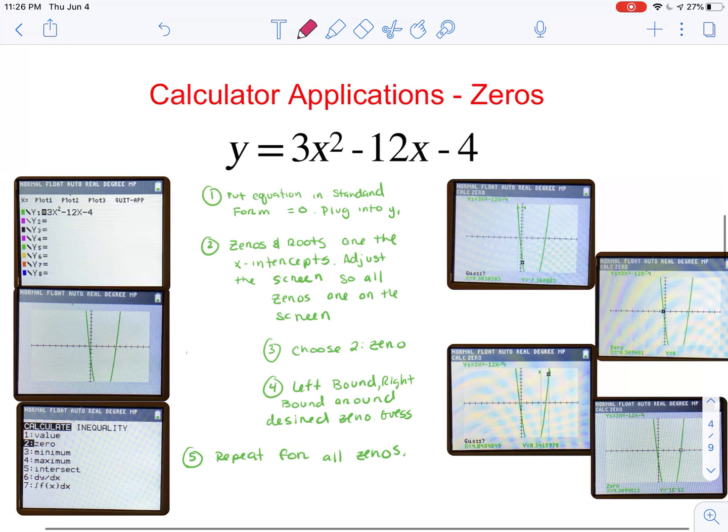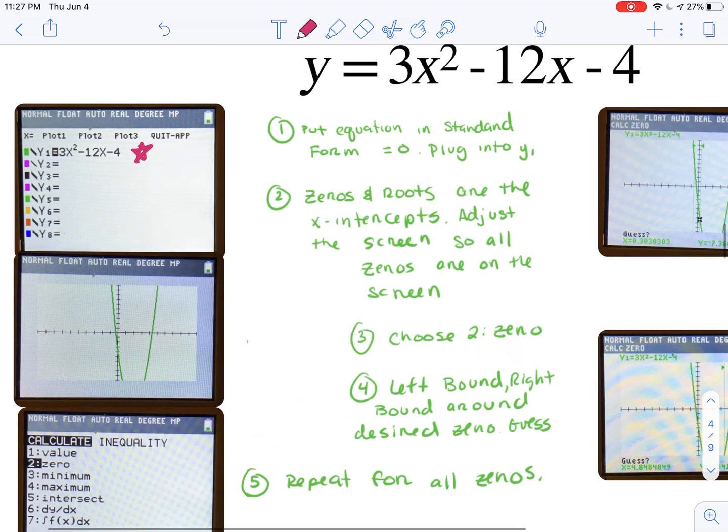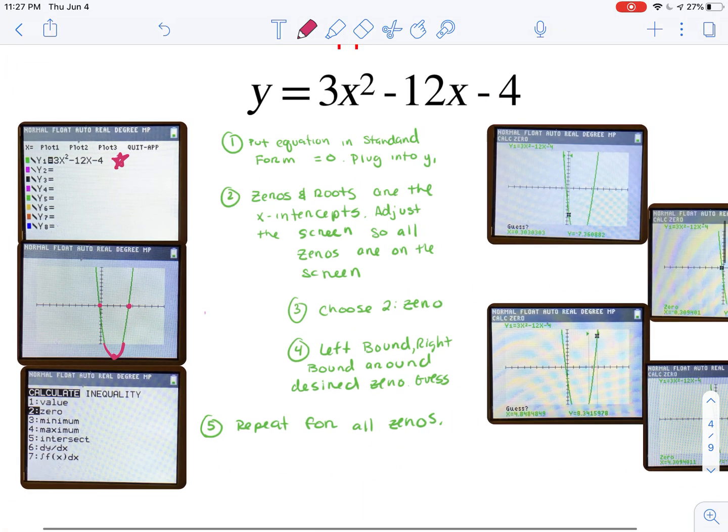In this case we have 3x squared minus 12x minus 4 plugged into my calculator into the y equals button. The zeros, remember, are the x-intercepts. So if it doesn't fit on my screen, you can adjust the screen by zooming in, zooming out, doing zoom standard, changing the window, whatever you need to see those x-intercepts. Now, we see on our particular screen that our graph obviously goes a little bit further down below for our vertex, but we do see that we have two x-intercepts there, so we can proceed without adjusting the screen.